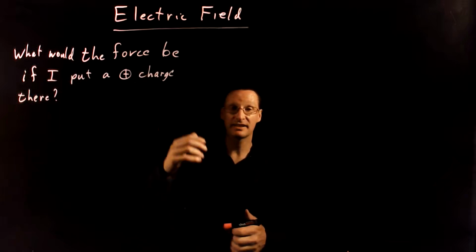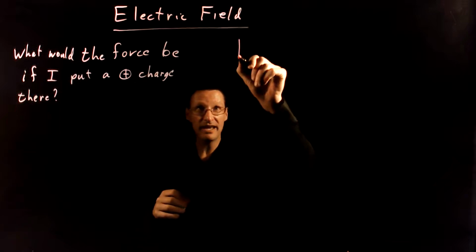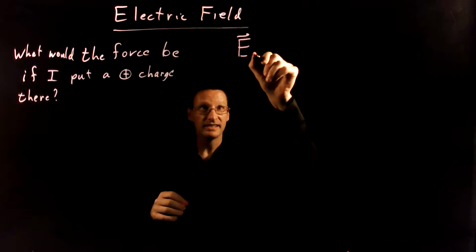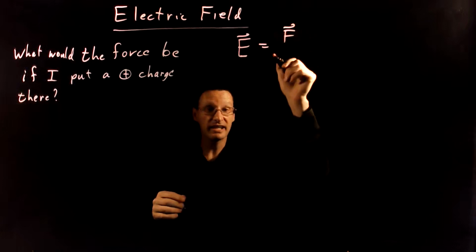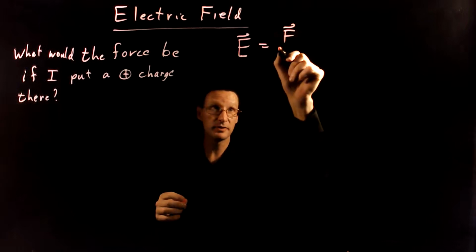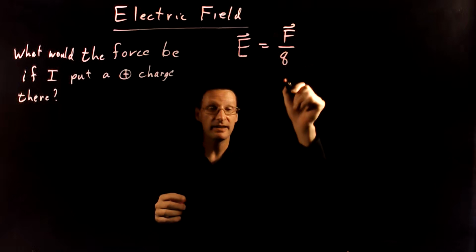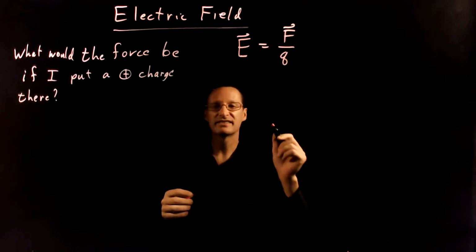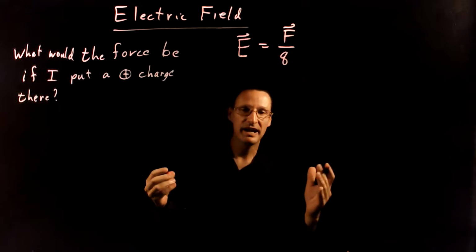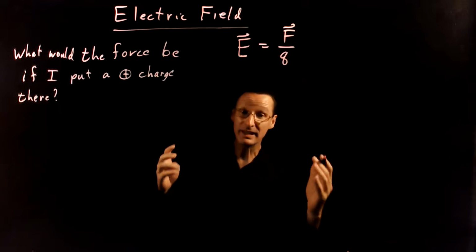Let's talk about the electric field. Now, the electric field is mathematically defined as a vector, and that's just what you would get if you take the force a positive charge would feel and divide it by the value of that charge at that point. Now, this definition doesn't really help you understand what it's about, so let's talk about what it means.